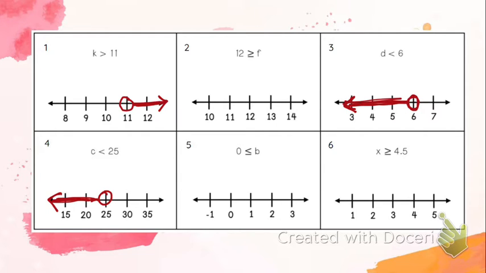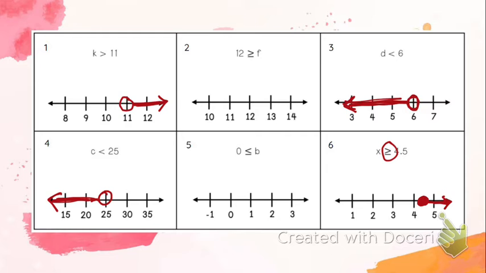Number 6, x is greater than or equal to, that's that underlined part, 4.5. I'm going to put a closed circle. X can be 4.5 or it can be anything greater. See, when you underline that part right there, that means you fill that circle in, okay? That means 4.5 can be a solution, a possible solution.